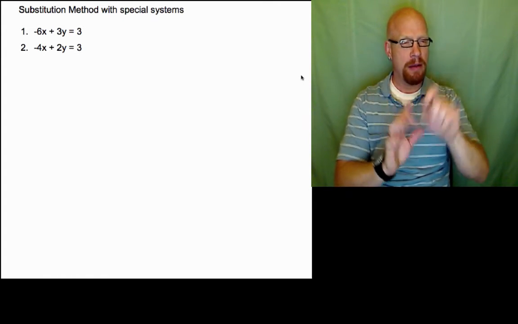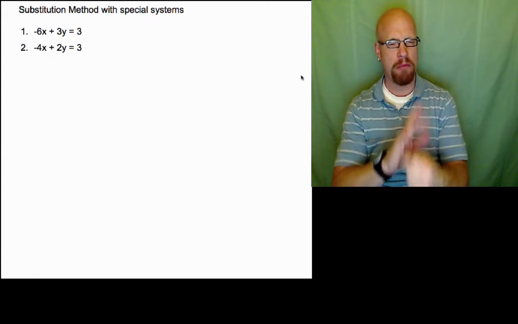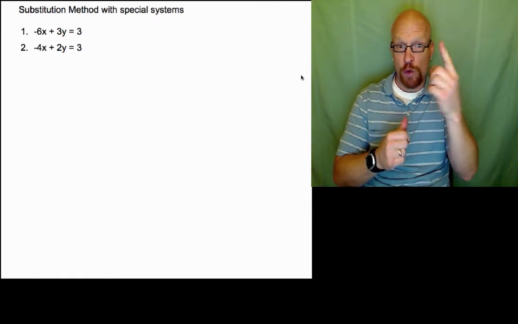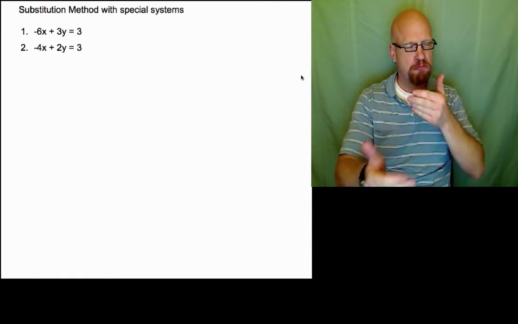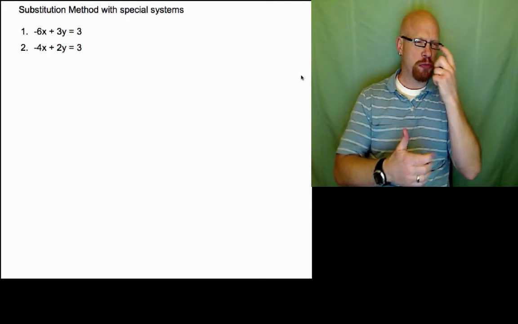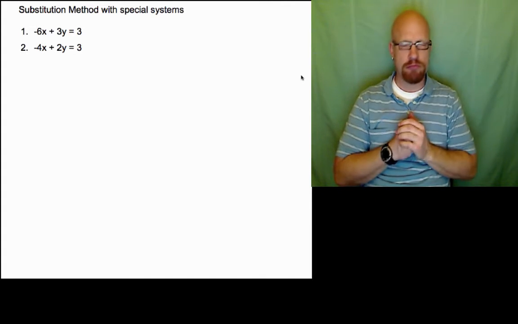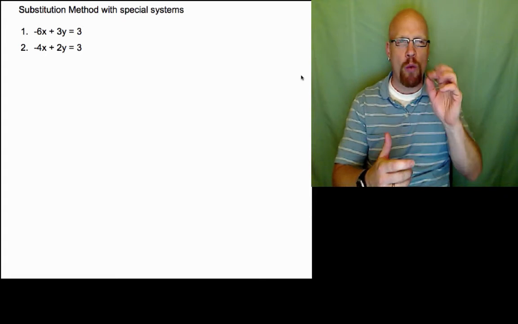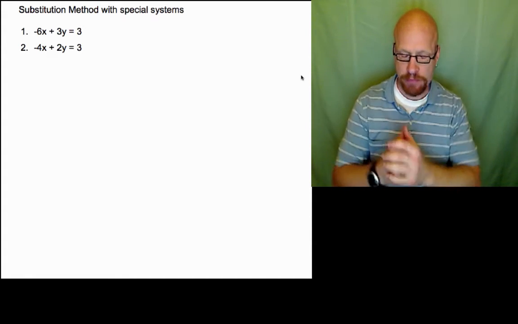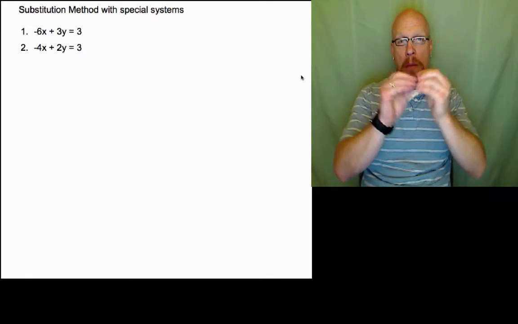I'm using the substitution method, meaning I need to isolate one variable. It can be either x or y, no matter. I can use the first equation or the second equation. That doesn't matter either. I have to make the decisions. I look at my equations and my variables and see which will be easiest to isolate. Is it going to be easy? No, but at least easier.